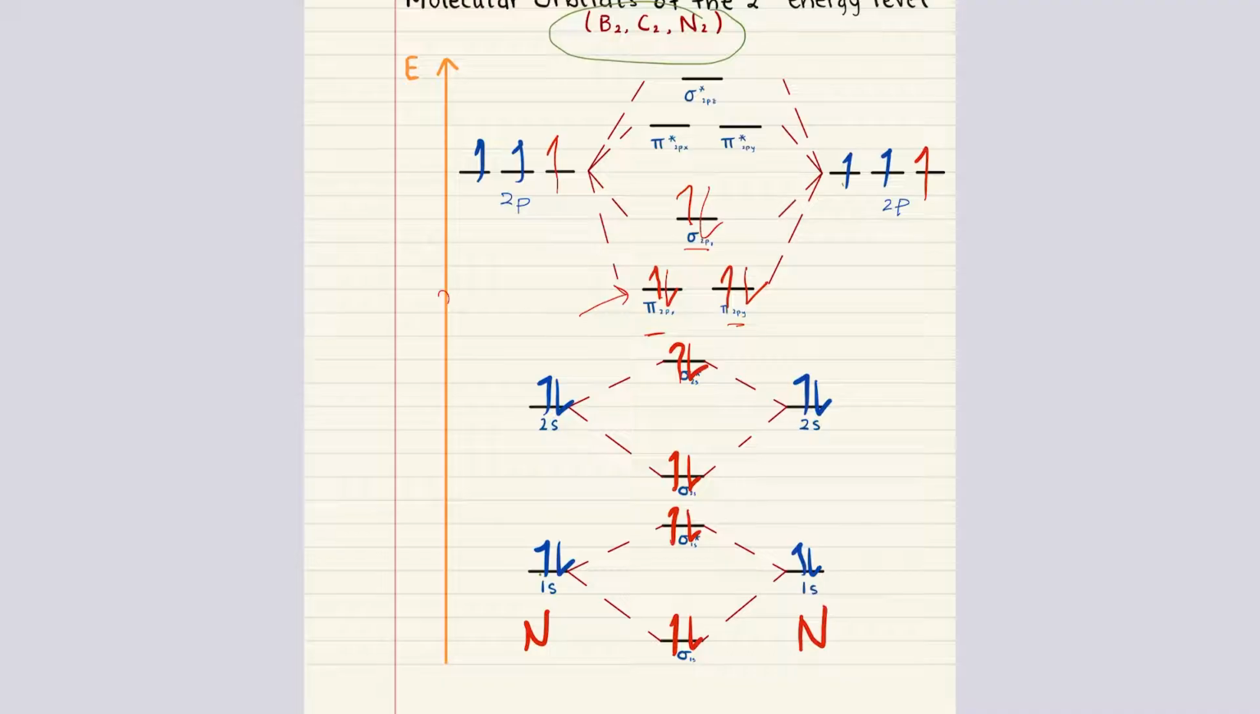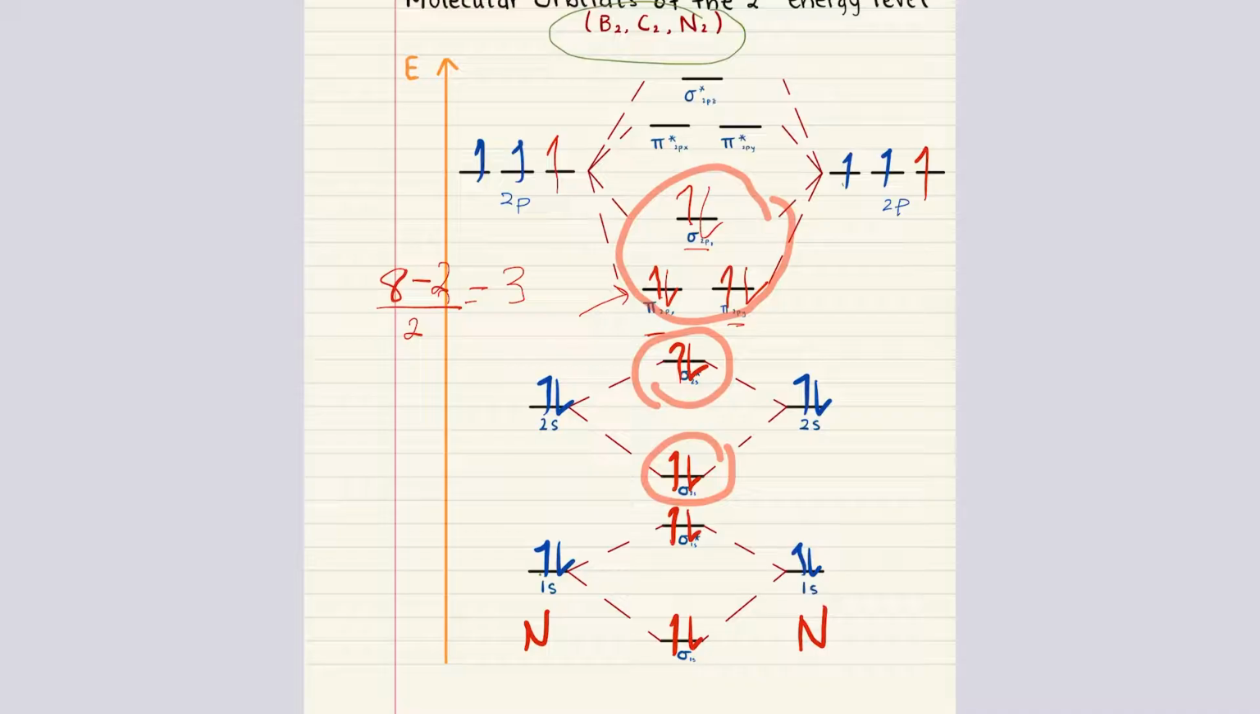Now let's determine the bond order. In dinitrogen, we have a total of 8 bonding electrons and 2 anti-bonding electrons. So our bond order is going to be 8 minus 2 divided by 2. This is equal to 3. This gives dinitrogen a triple bond. With this, we have successfully constructed and analyzed the MO diagrams for diboron, dicarbon, and dinitrogen.